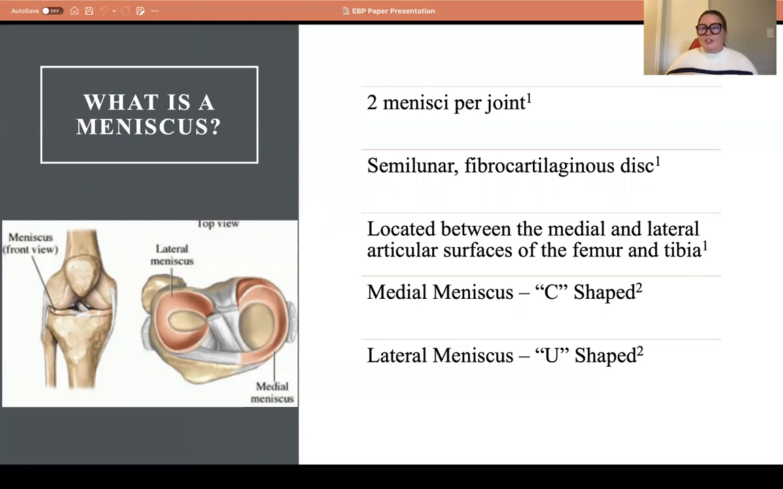So there are three different sections to a meniscus. You have the anterior horn, the body, and the posterior horn. I don't even know if you can see my mouse, but using this medial meniscus over here, you have the anterior horn, the body in the middle, and then the posterior horn. The posterior horn receives the largest portion of the load that's put on the joint, and it also provides the most stability for the joint.